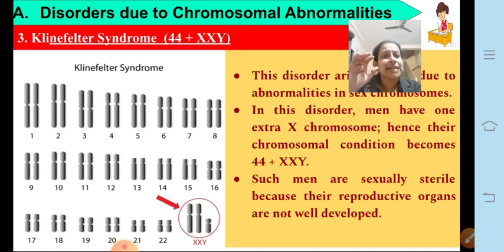Students, I hope you have understood what genetic disorders are, and in genetic disorders we have learned today about the disorders due to chromosomal abnormalities. Next time we are going to learn about disorders due to genetic mutations in the genes. Mutations in the gene may cause monogenic disorders, and finally we will cover polygenic disorders.